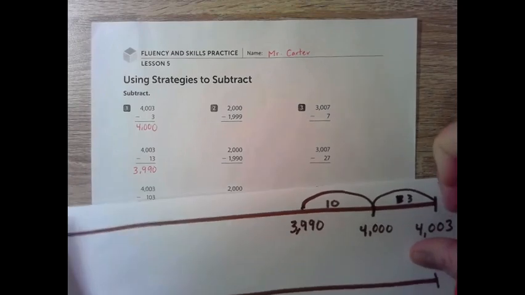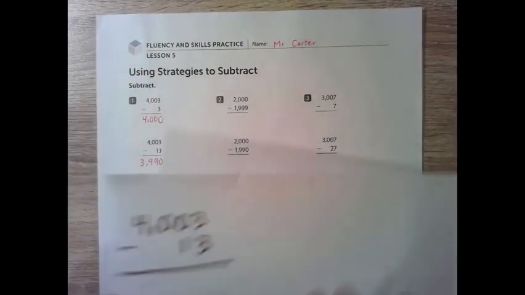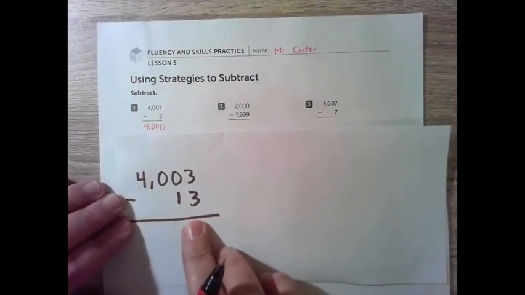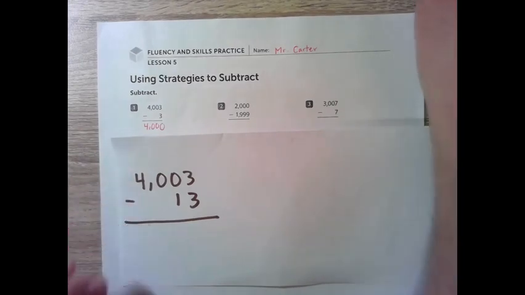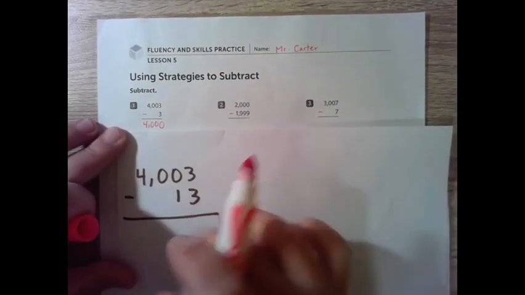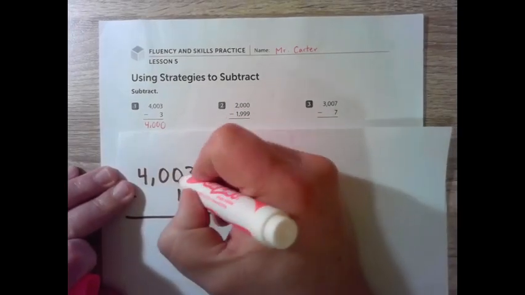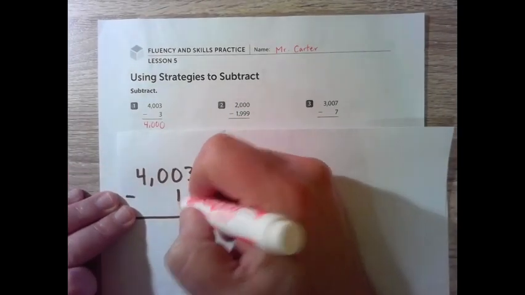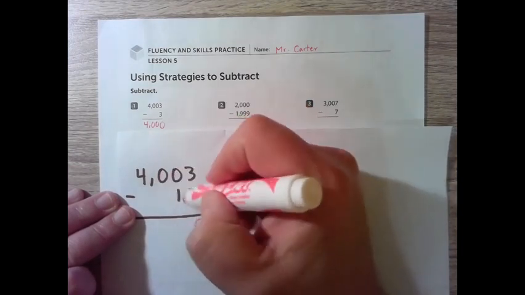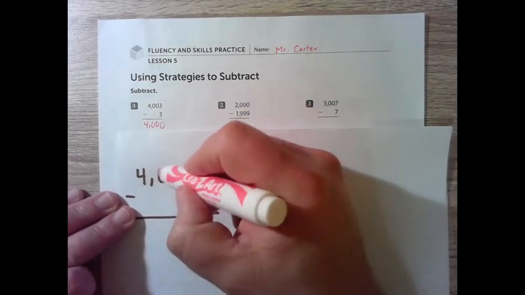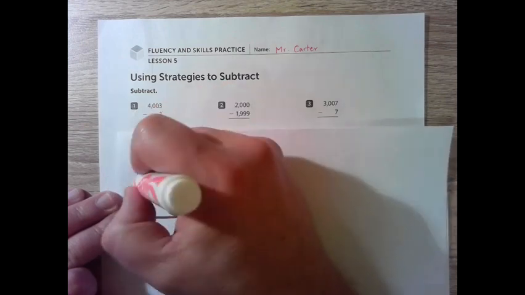Now, we can double check this using the traditional algorithm, and I'm going to show you that as well. So like the traditional way of subtracting. If we had 4003 and we're taking away 13, we start with our ones place. 3 take away 3 is 0. 0 take away 1, you can't do that. So you need to trade with your hundreds, but we have 0 hundreds. So we're going to go all the way to our thousands.